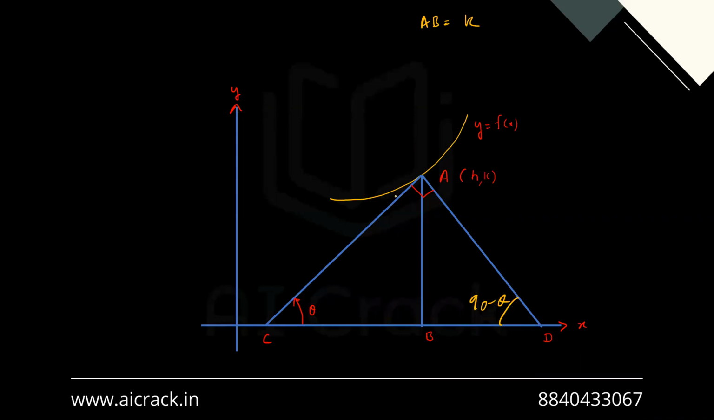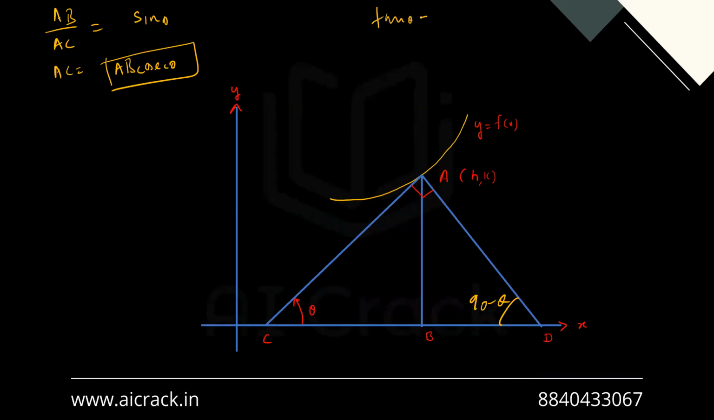Now let's apply basic trigonometry to find the length of AC. In triangle ABC, we know that AB by AC is nothing but sine theta. So AC equals AB cosec theta, right? We have got this relation. Now this theta would help us in getting tan theta equals m. For this particular line AC, m equals tan theta, and we'll keep that in mind. I'll write it over here: tan theta equals m.